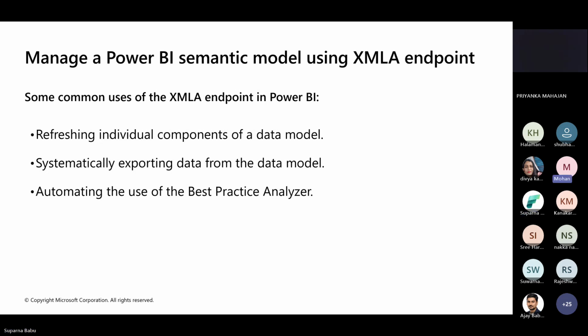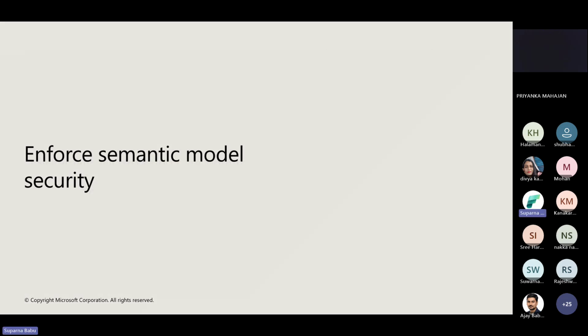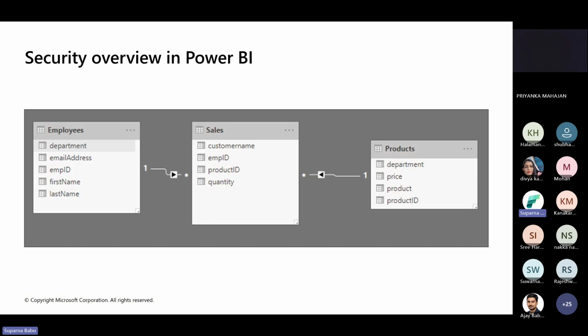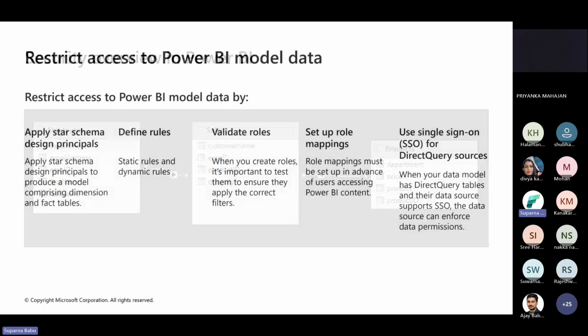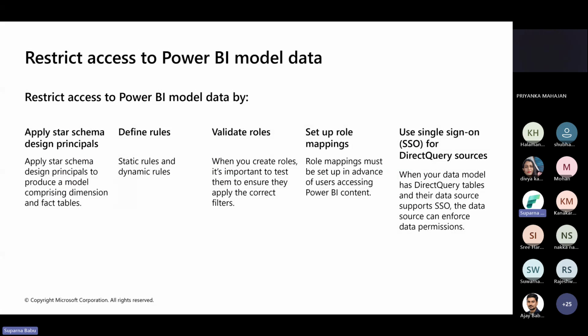Cool, thanks. So there is something called the XML endpoint. With the help of this, you can refresh individual components, and you can do some automation with the help of best practice analyzer. Fine. Now let's see security. Security, you already know we can implement RLS or OLS. See here, there are some different types of restrictions. One is defining the rules, one is schema principles, and one is validating the rules.